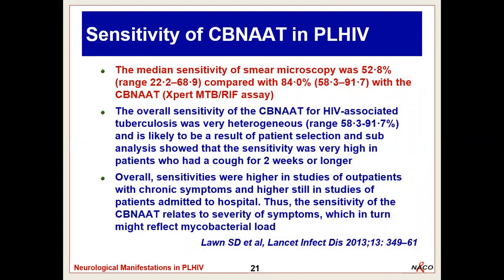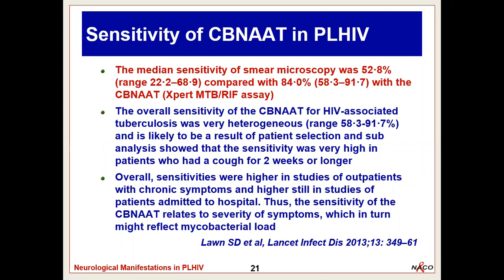For smear microscopy, the median sensitivity is around 50%, as compared to the sensitivity of CBNAAT, which you saw here, showing a sensitivity of 84%. You can see a huge gain. It is varied in terms of the type of patients you're dealing with. Overall the sensitivity is 84%, which you see here, but as there is immunosuppression or there are advanced cases, this further reduces. It is not 84% there. That we'll discuss in our subsequent slides.